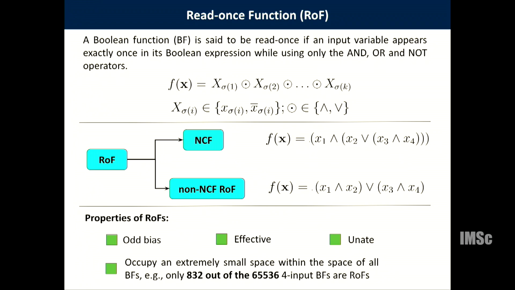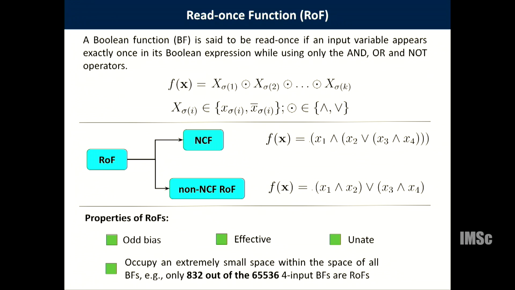There are certain properties we can prove for them theoretically. One is that the read-once functions always have an odd bias. That is, if you take any read-once function and write its truth table, on the output vector there will be only an odd number of ones, never an even number of ones. They happen to be all effective. That is, it's a subset of effective functions. They happen to be unate, and more importantly, the class of read-once functions and subsequently nested canalizing functions occupy a very small space within the space of all functions.